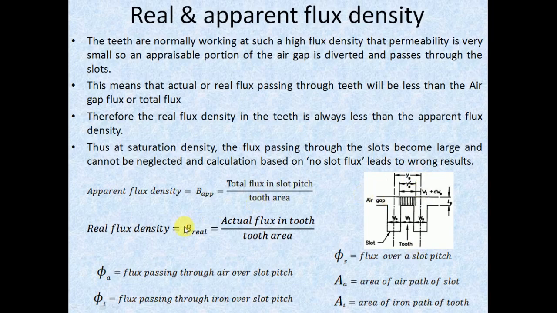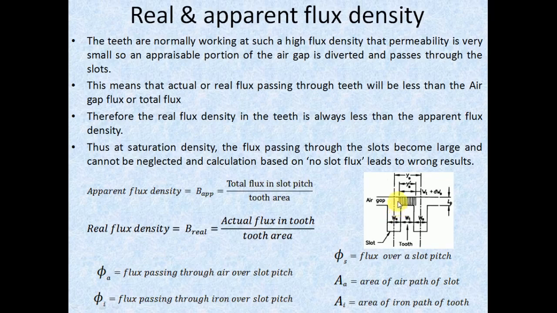So the definition of real flux density is the ratio of actual flux in tooth to the tooth area, and apparent flux density is the ratio of total flux in slot pitch to the tooth area. Denominators of both these relations are one and the same. Since total flux in slot pitch is definitely greater than the actual flux in tooth, the value of apparent flux density is definitely greater than real flux density.